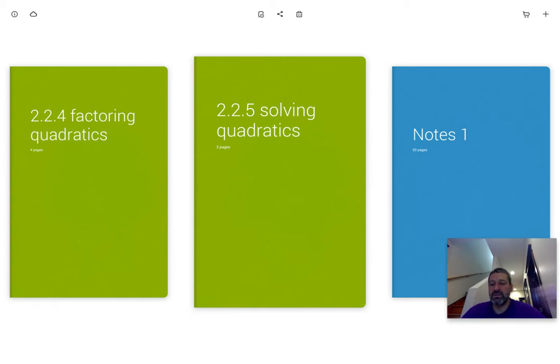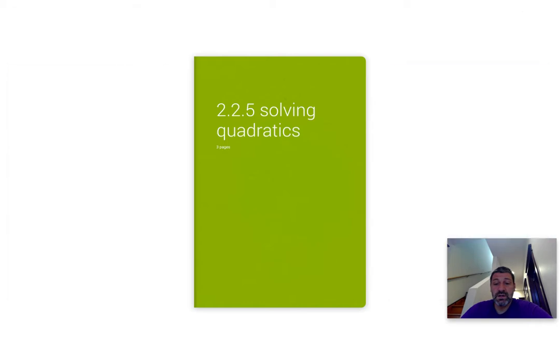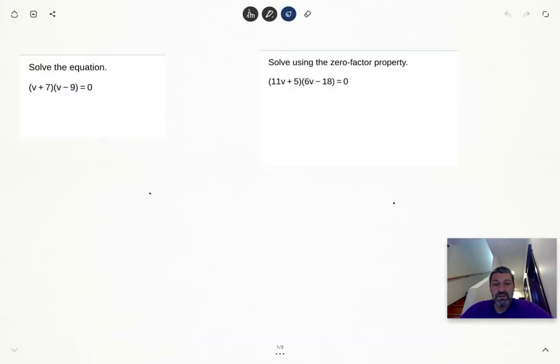Today we are going to look at using the zero product property and factoring to solve quadratic equations. And there'll be a Math Excel assignment that goes along with this. Okay, so first of all, what is the zero product property?